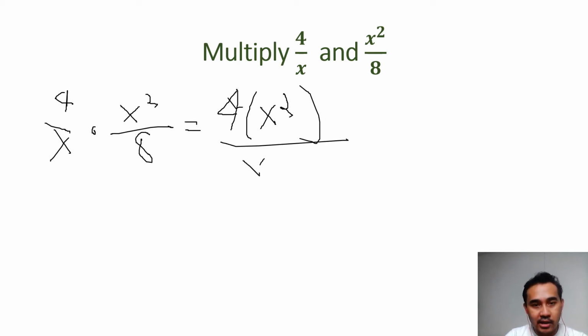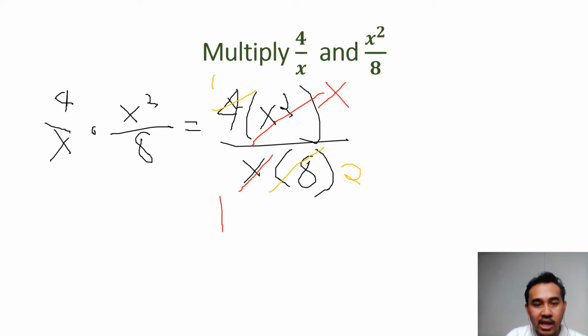So, you can simplify this by canceling the common factor. You can see 4 and 8 have a common factor of 4, so you can cancel that out. So this would be 1 and this would be 2. And then here you can cancel as well, x squared and x. So this would be 1 and this would be x. So multiplying the remaining, you have 1 times x, you have x, and then 1 times 2, that would be 2. So the final answer, multiplying 4 over x and x squared over 8, is x over 2.